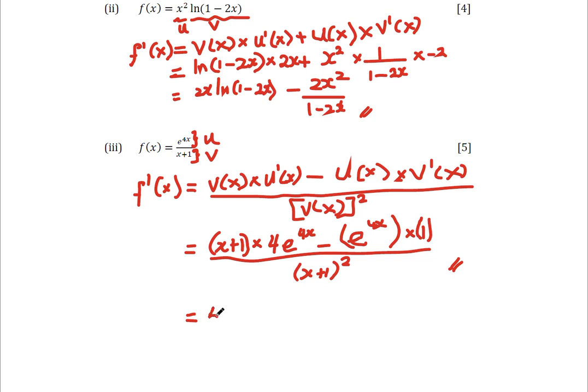So I'm going to write this as 4e to the 4x, x plus 1. So basically what I've done here is that I've just rewritten the product. So not much happening here apart from the fact that I've just rewritten the product by putting the 4e to the 4x before the x plus 1, which is more aesthetic. And then on this side, e to the 4x multiplied by 1 is just e to the 4x, because any term multiplied by 1 gives us back itself, all over x plus 1 all squared.